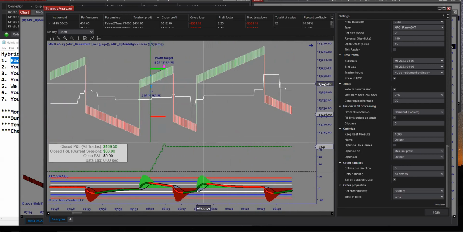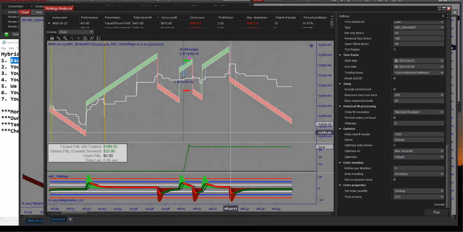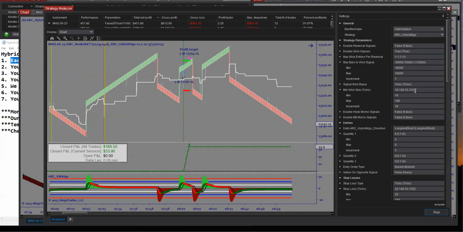And you see here, this one here is 8:30 in the morning. This one here came back. Let me take a look at the size of the wick. 70 ticks. This came back with a 70 tick wick. So it's basically looking at really, really big wicks.